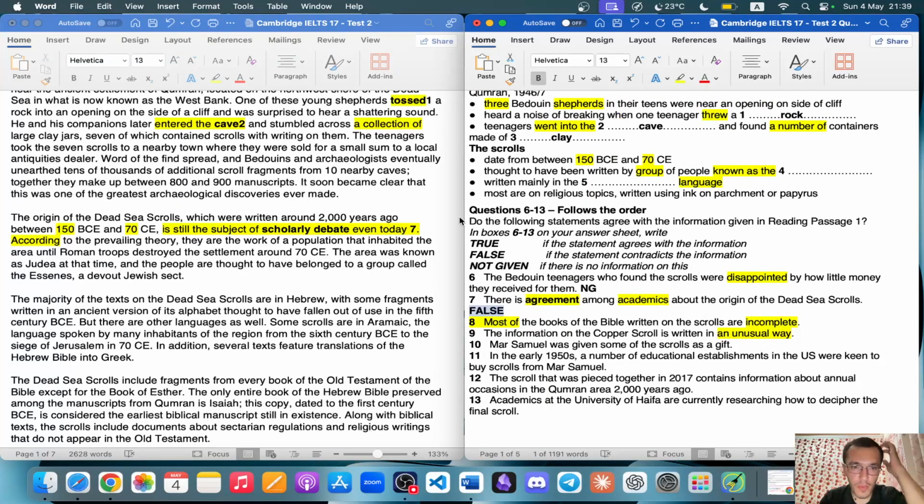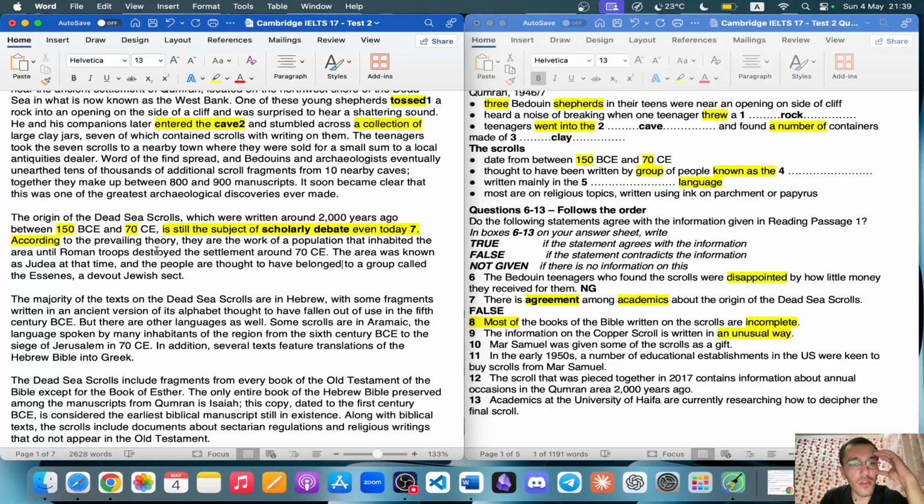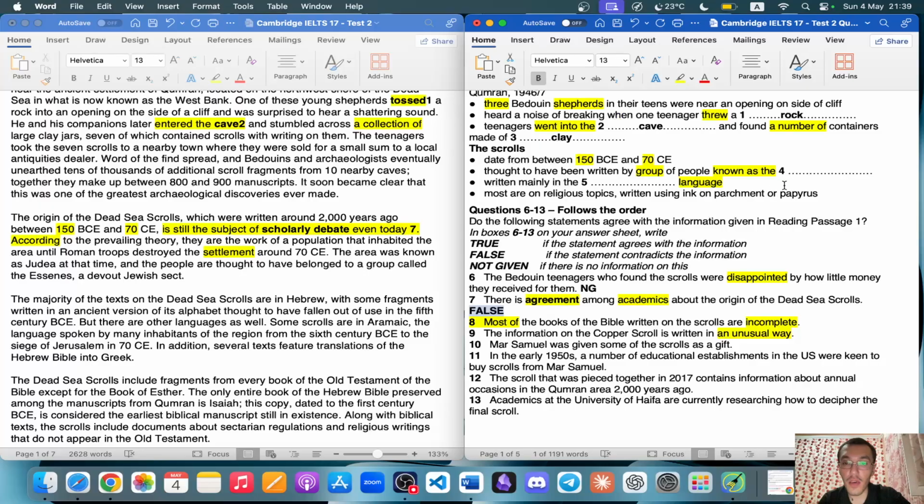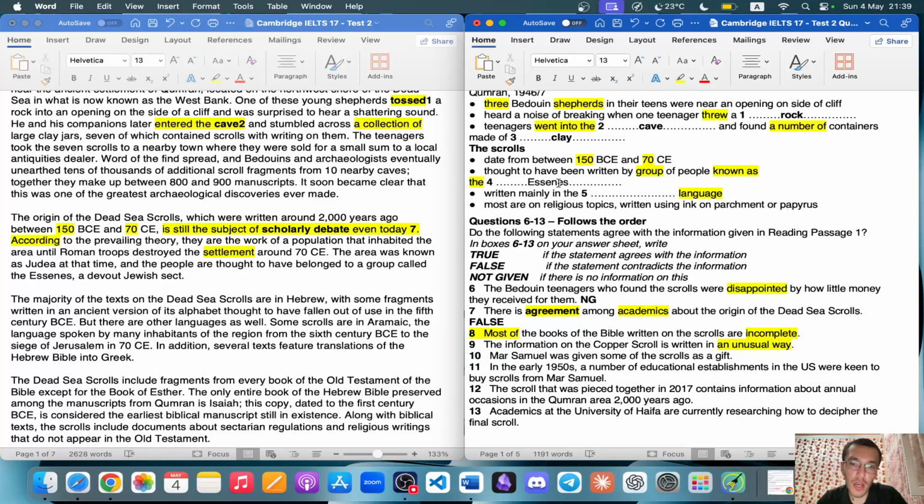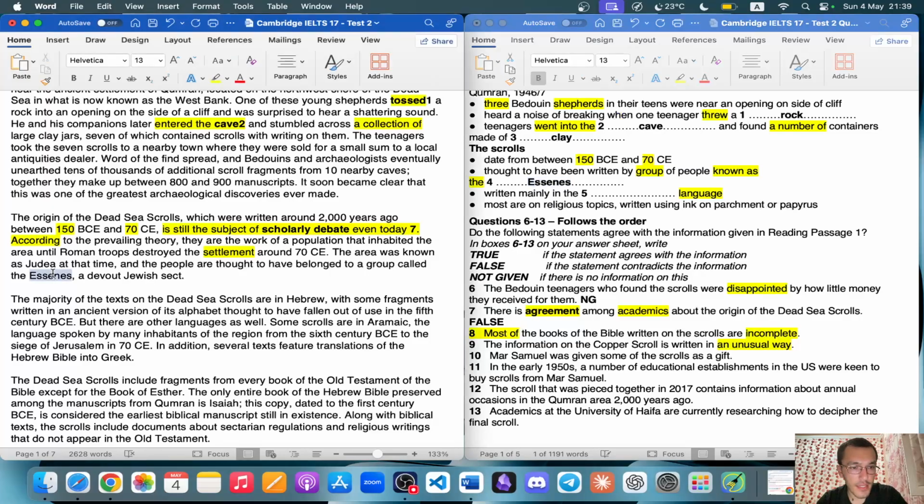Thought to have been written by a group of people known as the... According to the prevailing theory, they are the work of a population that inhabited the area until Roman troops destroyed the settlement around 70 CE. Settlement is just another word for area, or like a village. The area was known as Judea at that time, and the people are thought to have belonged to a group called the Essenes, a devout Jewish sect. So they are thought to have been written by a group of people known as the Essenes, or I'm not sure how to pronounce that. We have the Essenes. I'm going to highlight that and give it a number 4. All right, there we go.